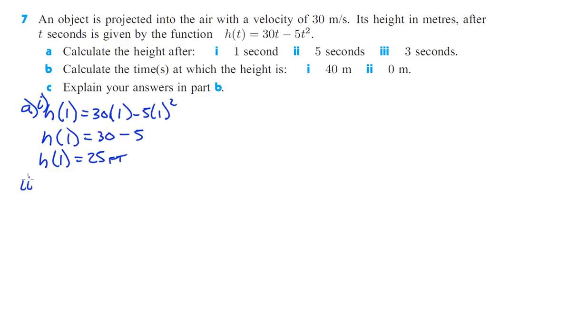Part 2 is after 5 seconds, so the height after 5 seconds is going to be 30 times 5 minus 5 times 5 squared.